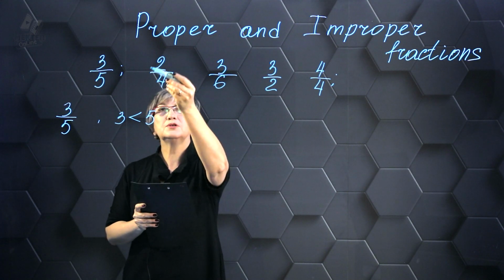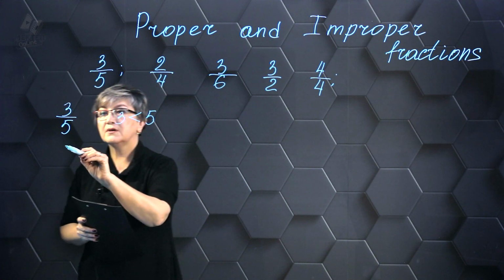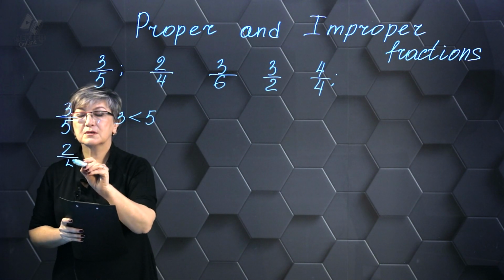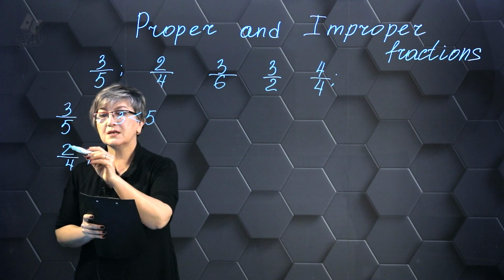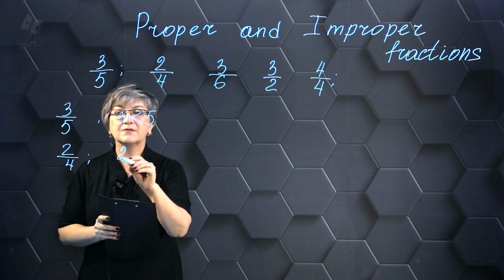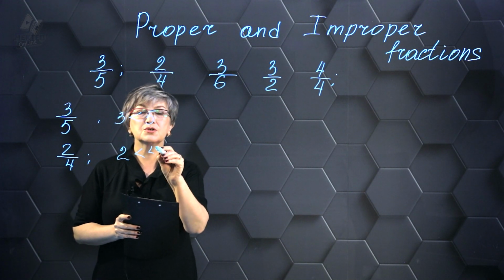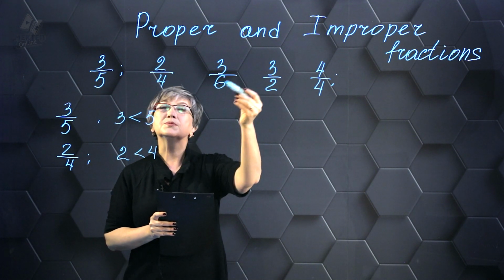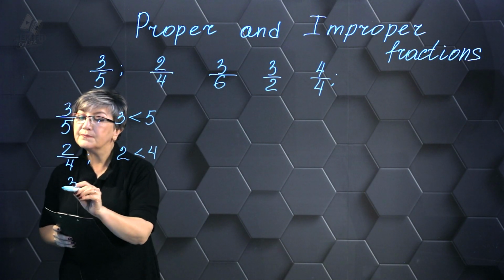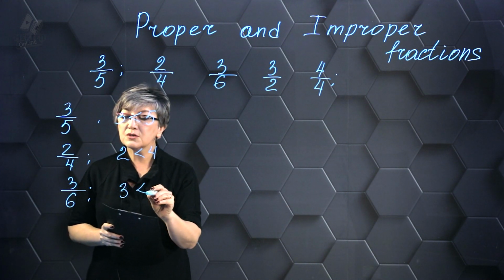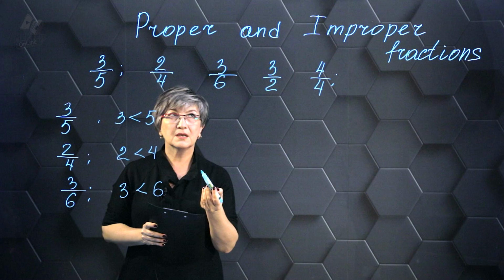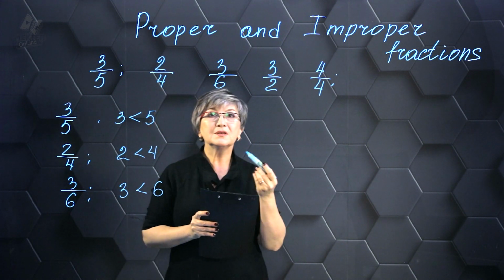Moving on, let's examine the next fraction. In this fraction, my top number is smaller than the bottom number. The numerator 2 is less than the denominator 4. Moving on, we have the fraction 3/6. Once again, the number on the top, the numerator, is smaller than the number on the bottom, the denominator. Coming up next, we have another fraction.